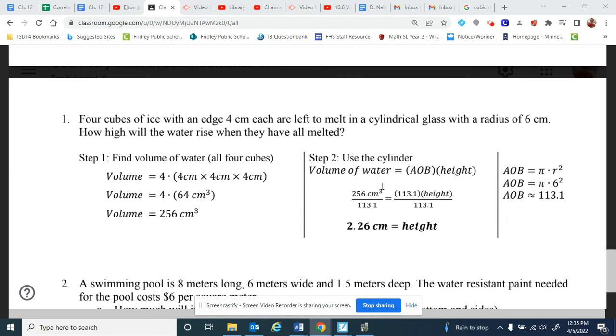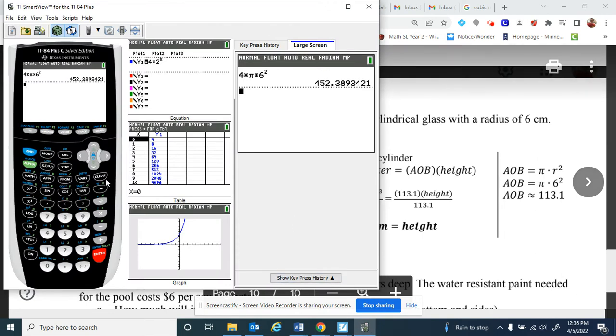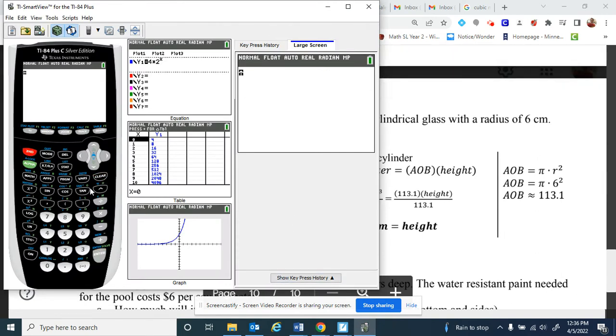So if we think about a cylinder and the volume of a cylinder, it's going to be the area of the base multiplied by the height. So what we can do is find the area of the base, given our information. Area of the base on a cylinder is a circle. So we take pi times the radius squared. And so pi times 6 squared. I can show how to type that into the calculator here. So second exponent to get pi multiplied by 6 squared.